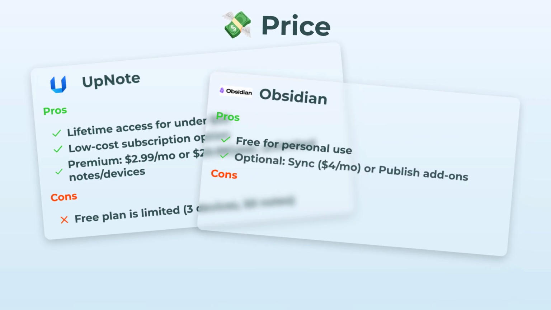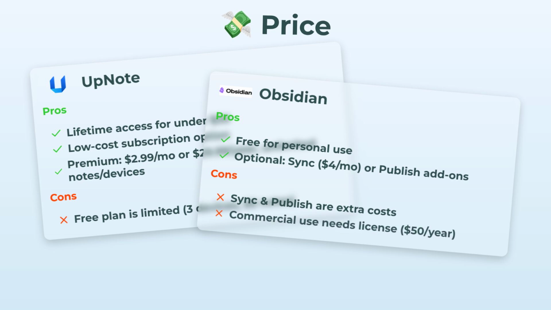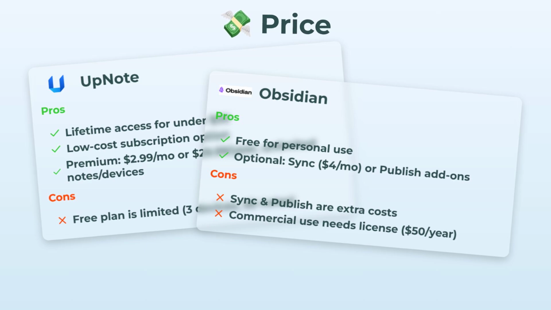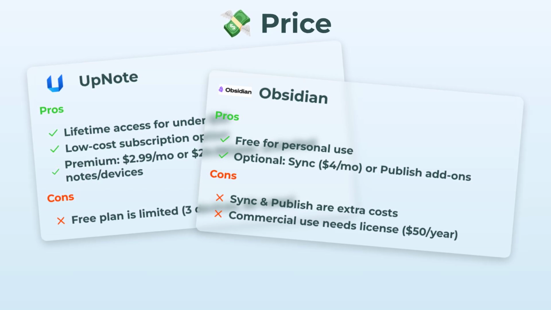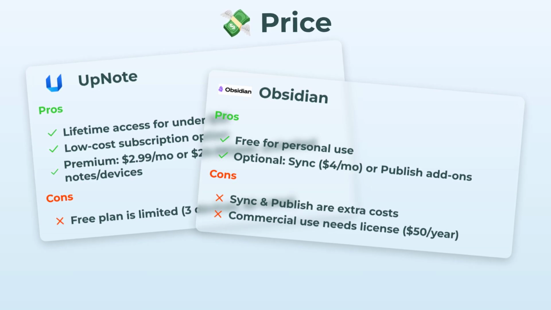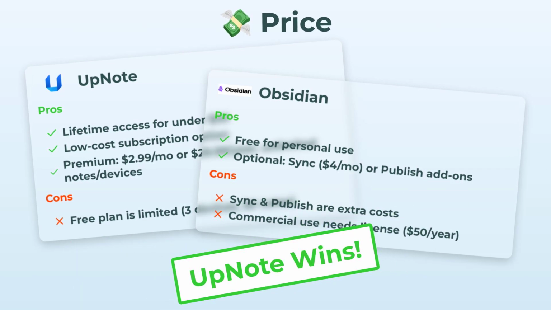Now for Obsidian, personal use is free, yup, free. But if you want to sync across devices or publish your notes, you're looking at extras like $4 a month for sync. And commercial use, that'll set you back $50 a year. Kinda gets pricey if you want all the bells and whistles. So for price, UpNote takes it. It's just easier on the wallet.